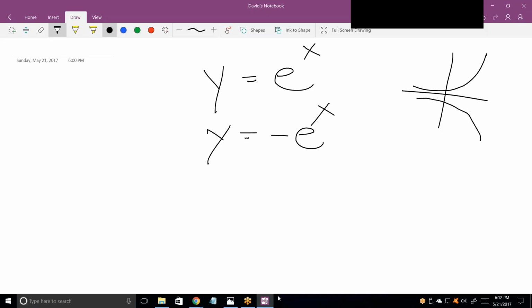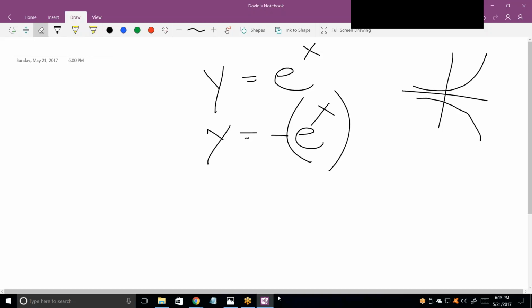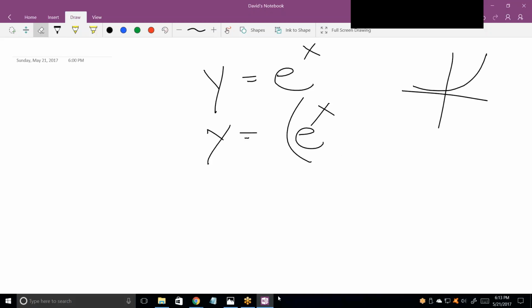Some people call it a reflection over the x-axis, but to me, because it is outside the function, it is a vertical reflection. All transformations that are outside the function are vertical. It's as simple as that. That's the easiest way to remember. Transformations that are inside the function are horizontal. So that was vertical.